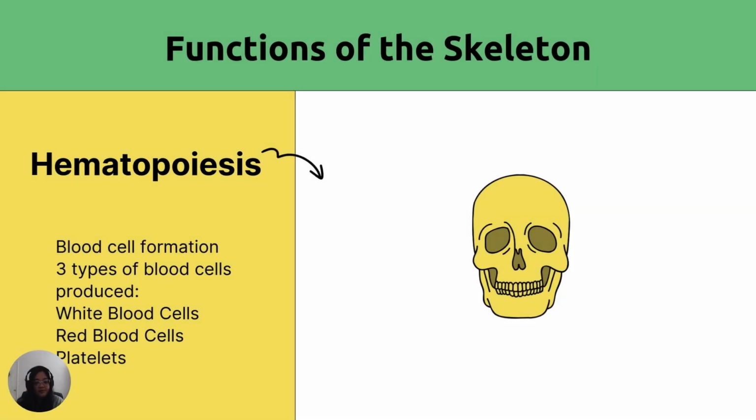To recap the bone classifications, we have 4 types: long bone, short bone, flat bone, and irregular bone. And then we have 5 functions of the skeletal system, which are support, protection, movement, storage, and hematopoiesis.